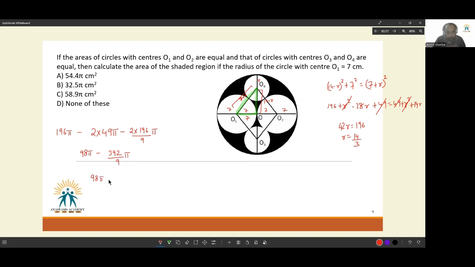98 pi minus 43 point something pi. Altogether we will get to 54 point something something pi. So the correct answer will be option A. If you're looking for a precise answer, of course you can get to that. But otherwise also 54 point something something, option A, should be enough.